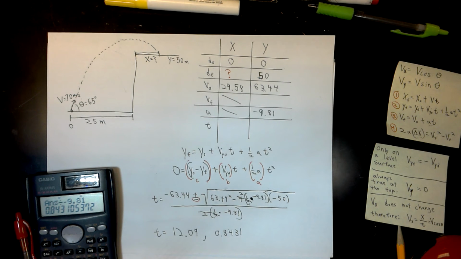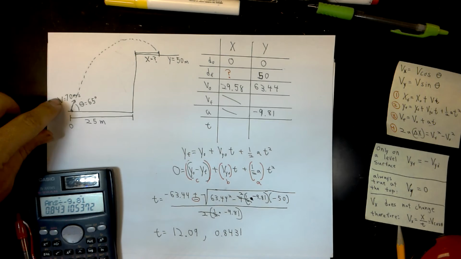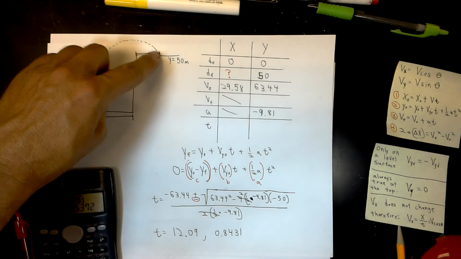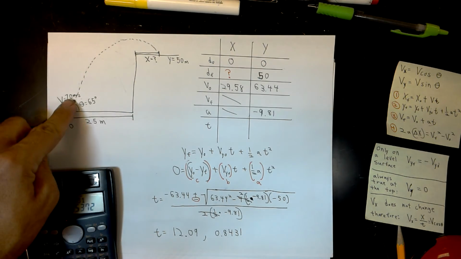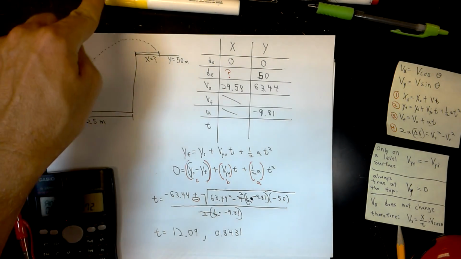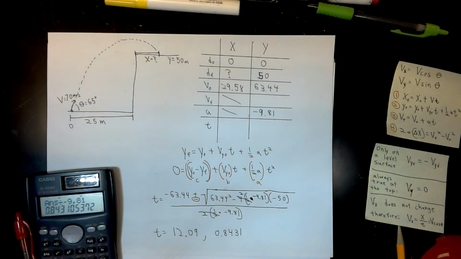I'll give you a clue. It's going to take a little bit of time to go up here. A decent amount. That's a pretty high velocity. It's probably going to go way up off the paper and then come down. It has to be the 12.09. Anybody want to guess what this 0.8431 refers to?